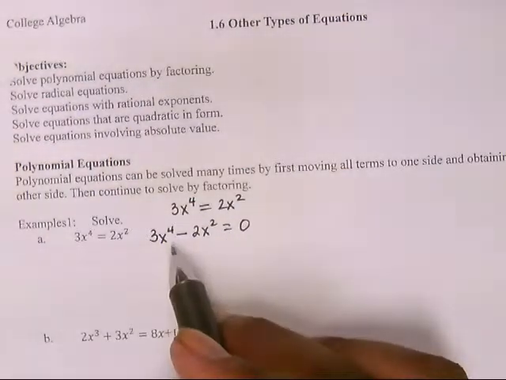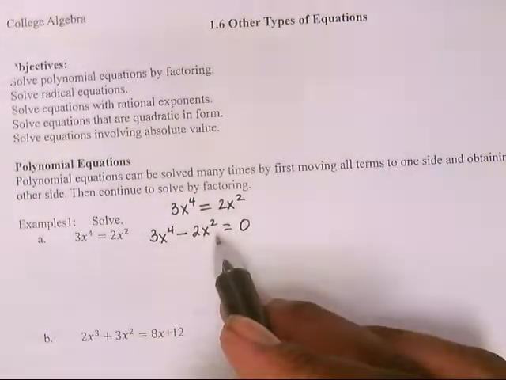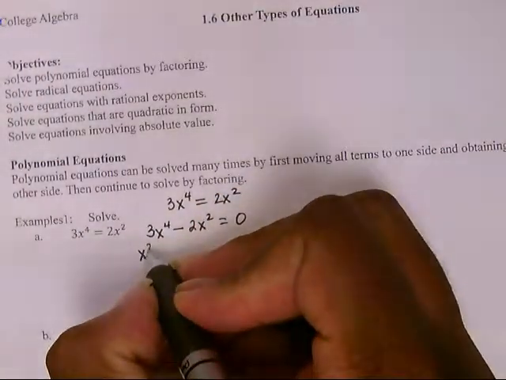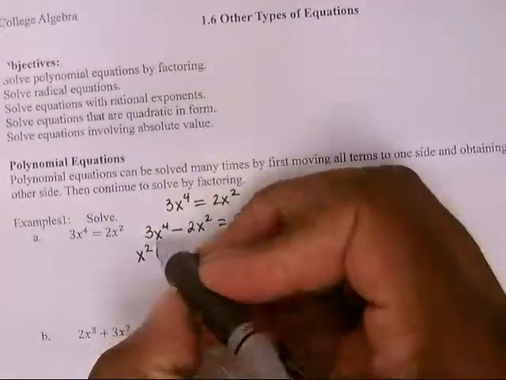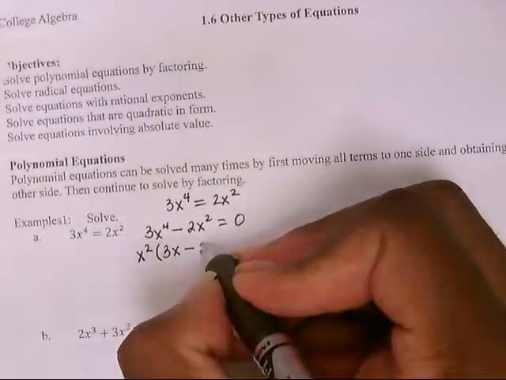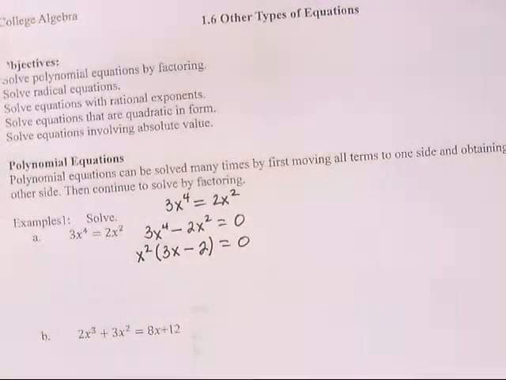Okay. So in this case, for 3x to the fourth and 2x squared, I need a common factor that's in both of those terms. In this case, it's only going to be x squared. The x is in both terms, so we have to take the one that has the smallest exponent. So the x squared is our common factor. And then we do 3x to the fourth divided by x squared. That's 3x squared, and minus 2x squared divided by x squared would be 2. So we got x squared times 3x squared minus 2 equaling 0.